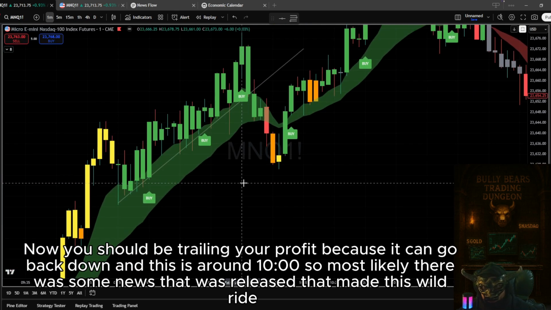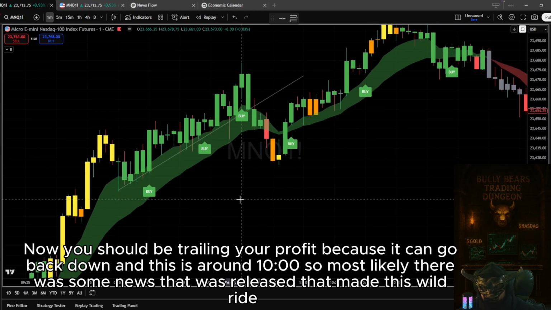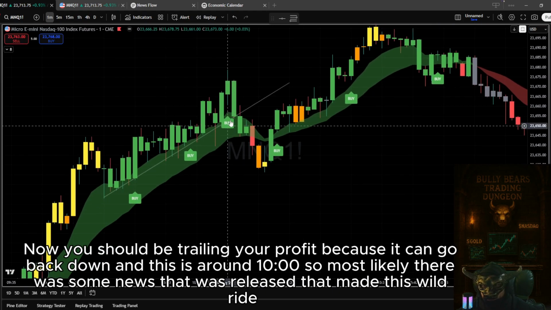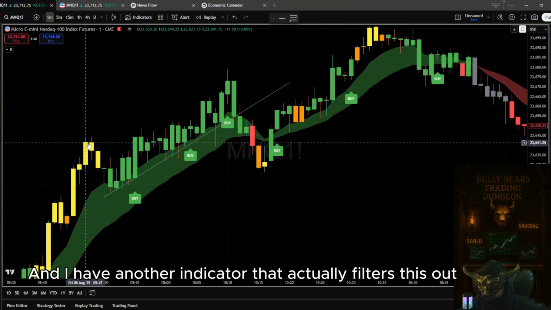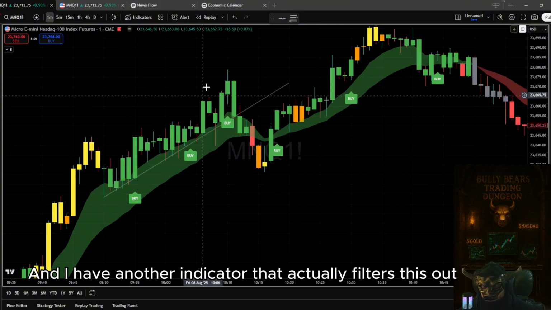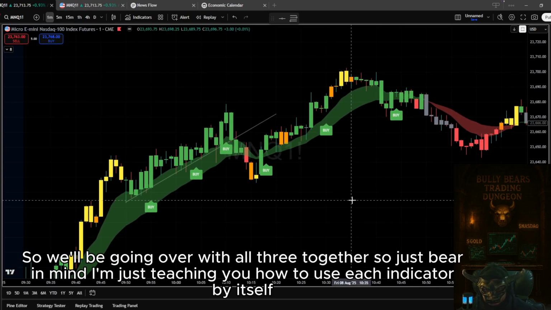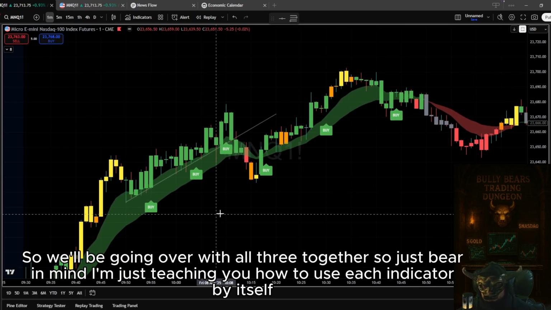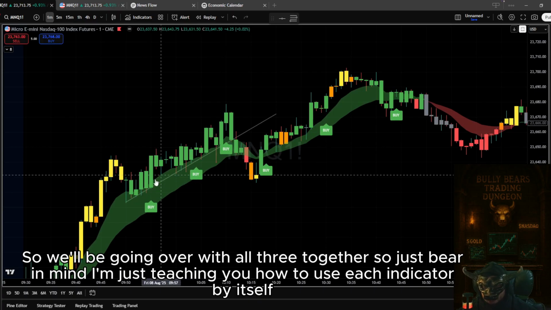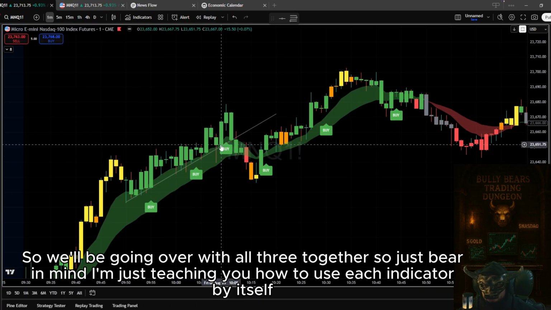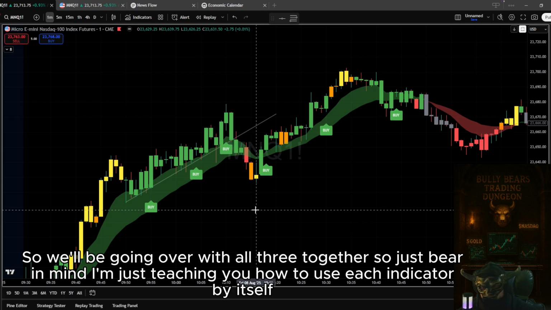And this is around 10 o'clock. So most likely there was some news that was released that made this wild ride. And I have another indicator that actually filters this out. So we'll be going over it with all three together. Just bear in mind, I'm just teaching you how to use each indicator by itself.